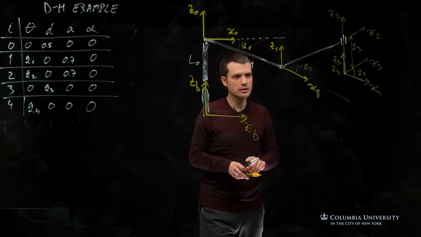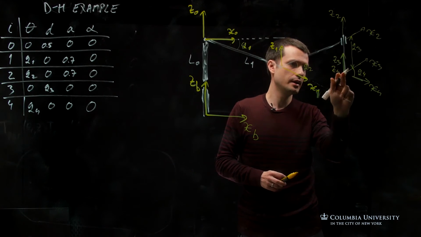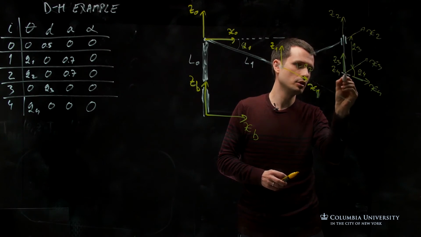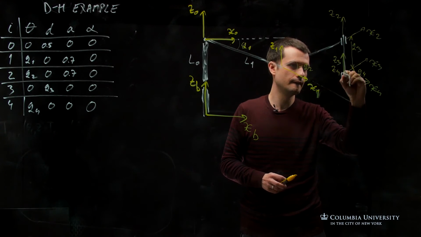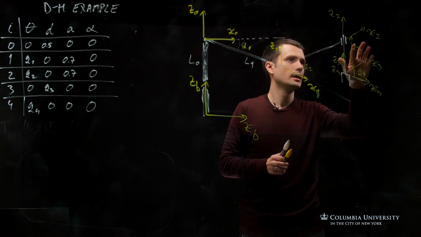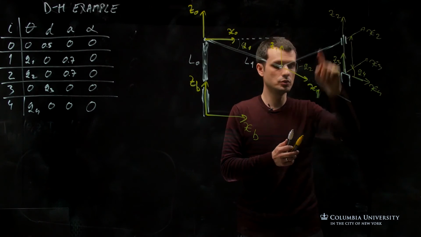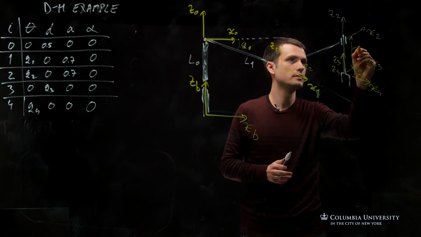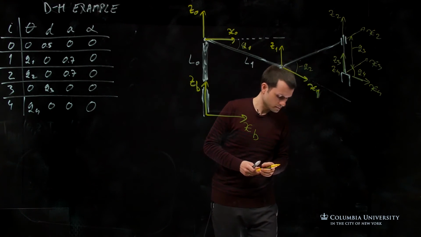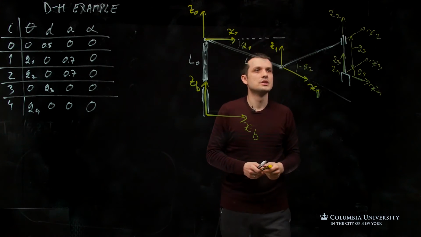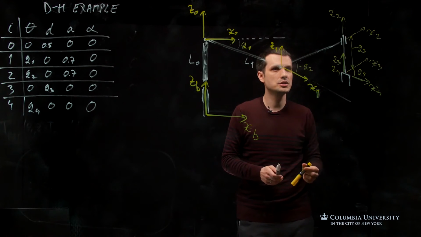Okay, and we're done. If we were to sketch an end effector, it would maybe look like this. And again, I mentioned that a positive translation along Z2 is going up, so this is a negative translation.